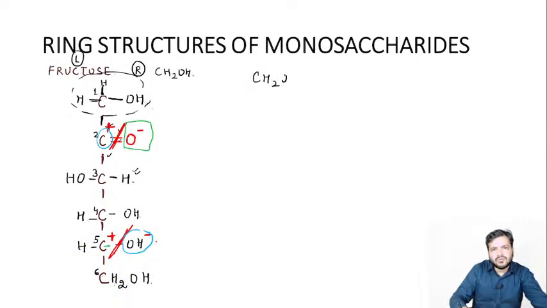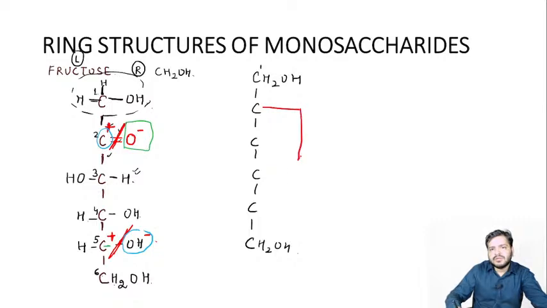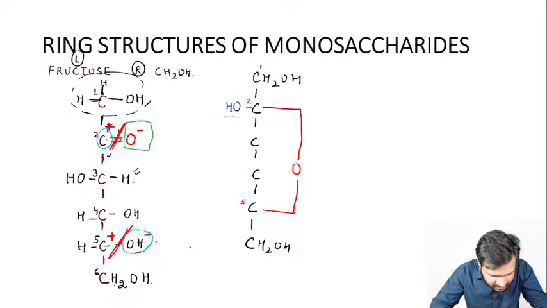Okay, that is CH2OH on the first carbon, then second, then third, then fourth, then fifth, and then sixth. Sixth is also CH2OH. Now this carbon will be bonded with the oxygen atom, the second carbon. The oxygen will be attached to form a bond between the second and the fifth carbon, and this OH will go at the second carbon. Remember, this OH I will write it over here now.